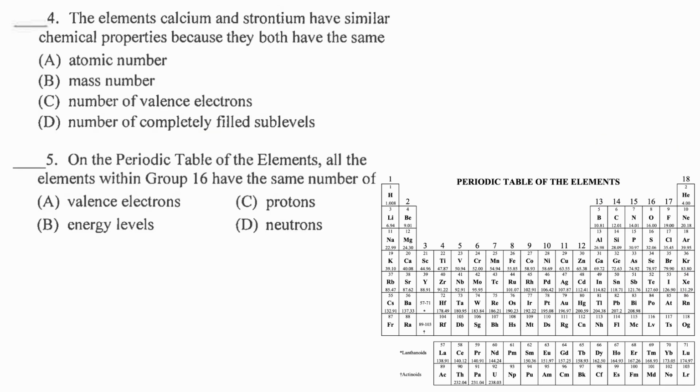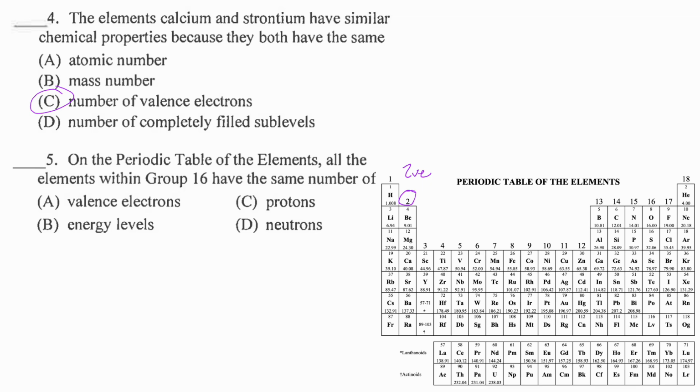Number 4 says the elements calcium and strontium have similar chemical properties because they both have the same, and we were talking about this last chapter, every single element in group 2 has 2 valence electrons, and because they have the same number of valence electrons, that means they're going to react very similarly. So the answer to this question would be number of valence electrons, C.